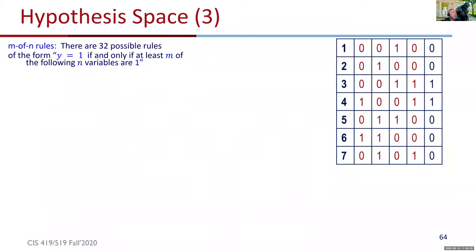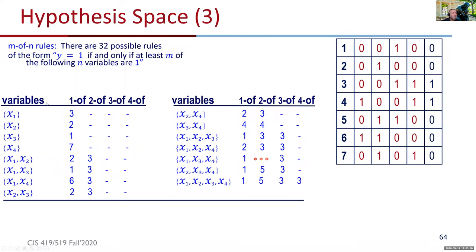Now, on the other hand, I can enlarge the hypothesis space, and I'm going to define a set of functions that I call M out of N rules. What I mean by this is that Y is one, the label is one, if and only if at least M of the following N variables are on, are one. Here are some examples. Let's assume that the set of variables is X1 and X2. I can assume that one of these is on. This is one of the concepts.